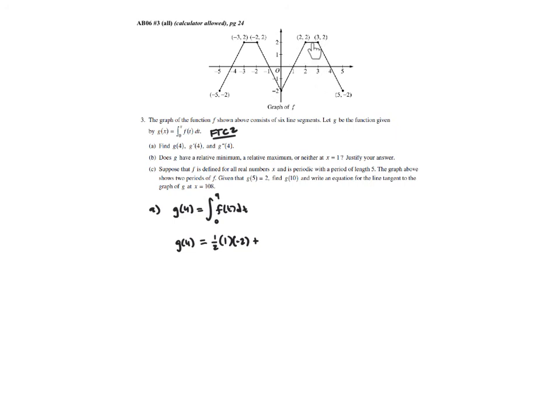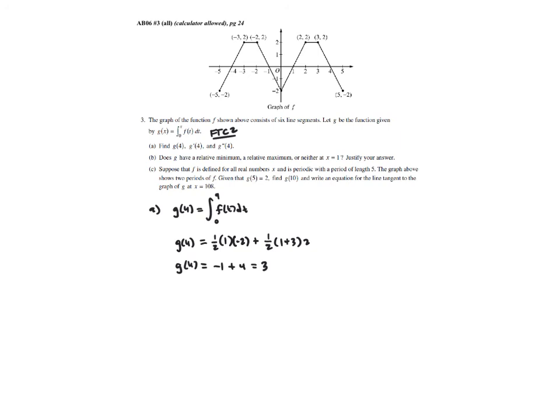It's got a height of 2. It's got base lengths of 3 and 1. So I'm going to add 1/2 times base lengths of 1 and 3 and a height of 2. So g of 4, geometrically, is -1 plus 4. So g of 4 should be 3.